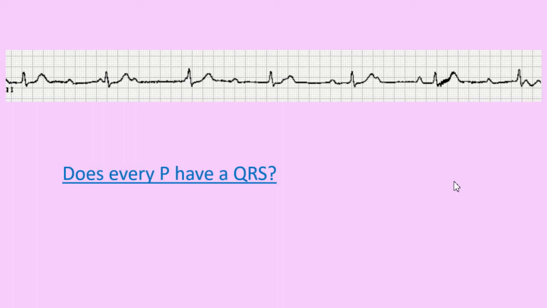So this is a perfect example of third degree or complete heart block, where we have the P waves from the sinoatrial node going off at their own rate. Then you have complete disconnection with the ventricles, and then you have a ventricular QRS complex beat going off at its own separate rate, and the two are completely desynchronized.